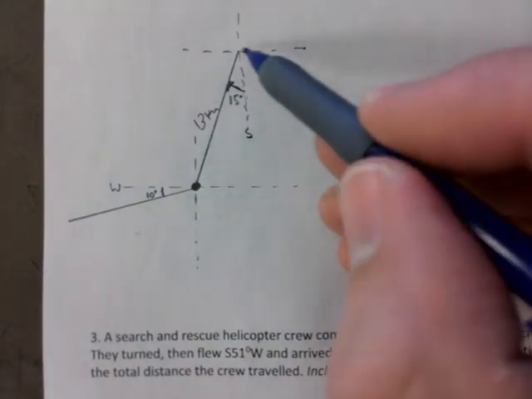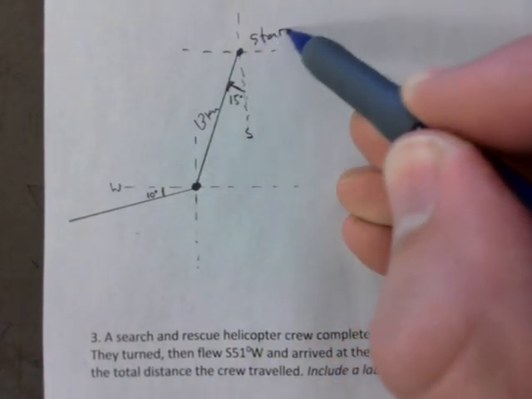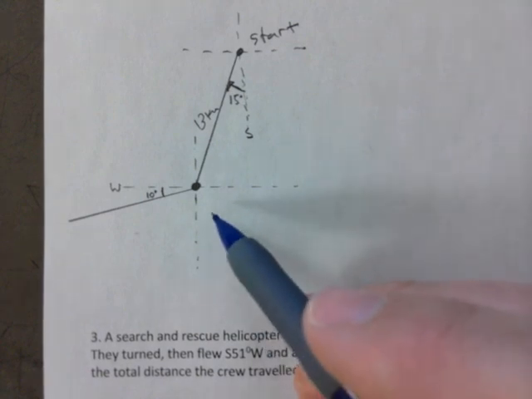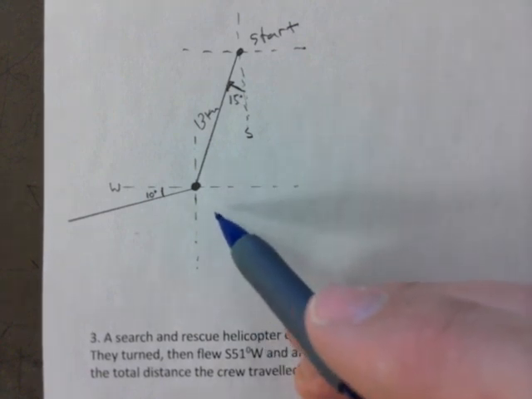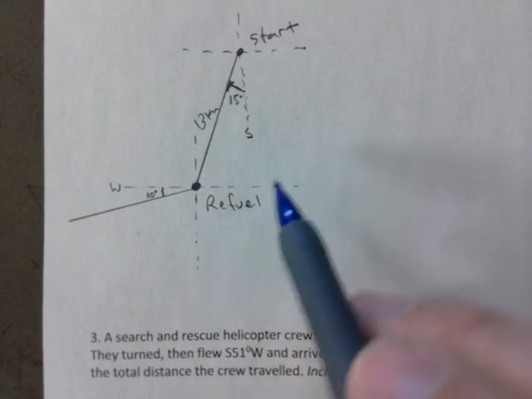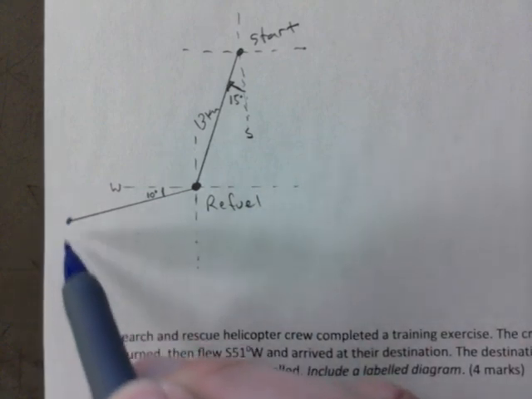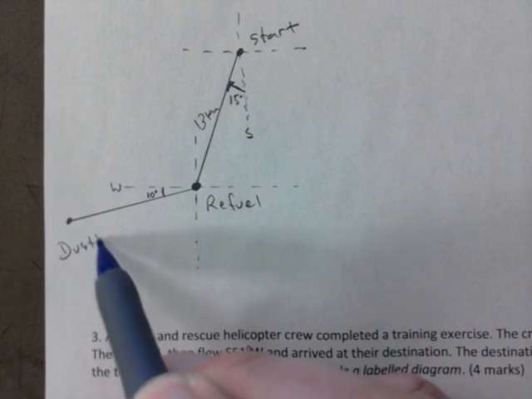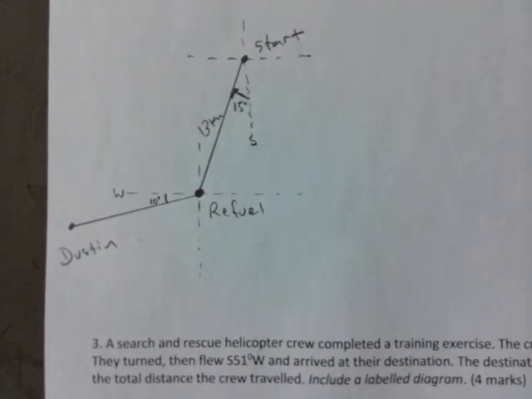So this is your start. This is where you gas up, right? Refuel. And then you make it to Dustin's home, right? This is Dustin. So that's what's happening there. Look at the angles. Look at what I've done there.